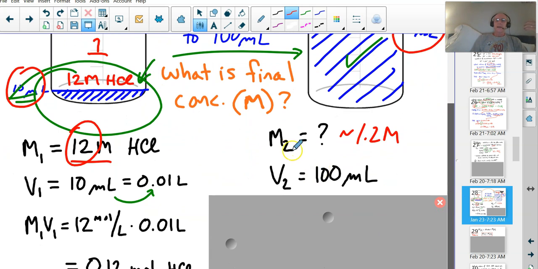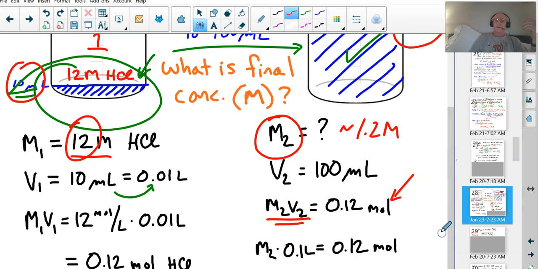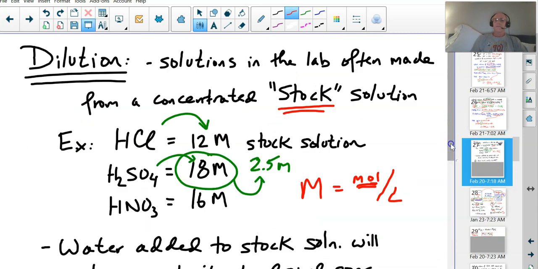So again, m times v is equal to number of moles, and we know the number of moles right there. So that's shown here, m2v2, which means final conditions. All right. We know the volume, 100 mils. The thing we don't know is the molarity. At least we're pretending we don't know right now. So you'd end up with an expression that looks like this. M2, whatever that new molarity is, times 100 mils is equal to 0.12 moles. And when you do that, you end up with a molarity of 1.2 molar, which is exactly what we expected. So back to this slide.